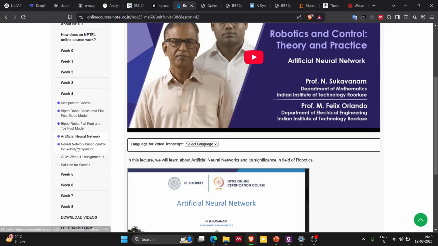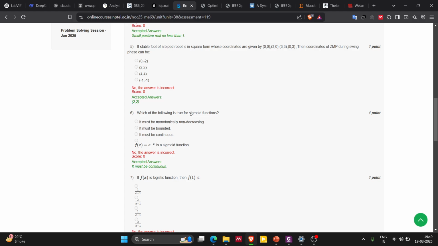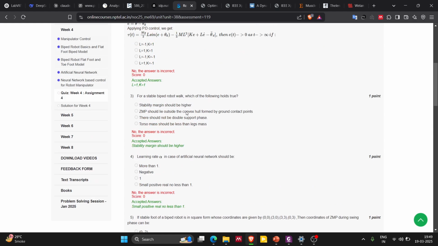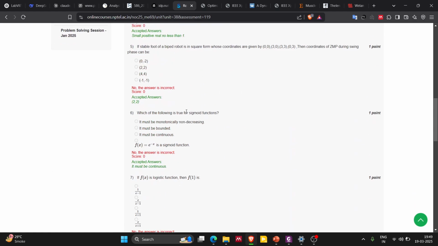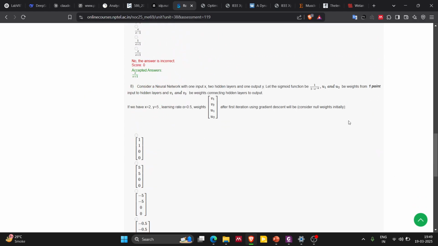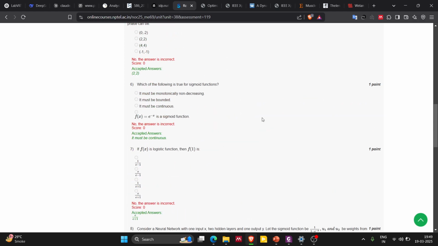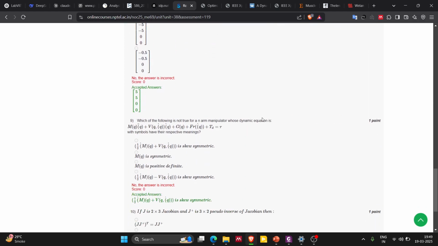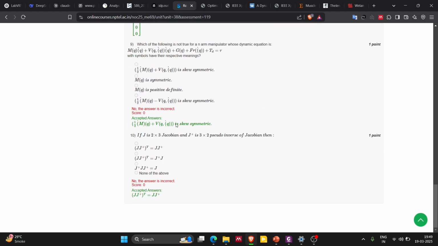Please also go through the one problem for artificial neural networks, because I think it can be asked. Please go through this problem. This can be asked.